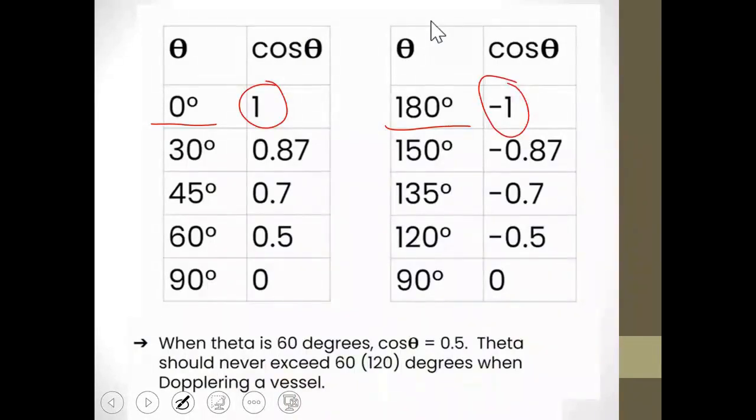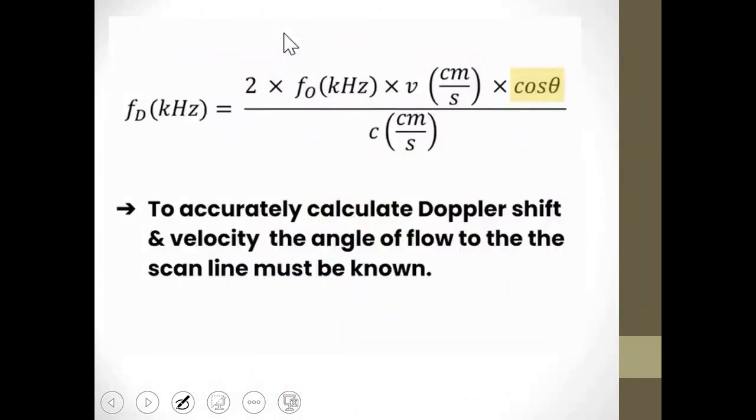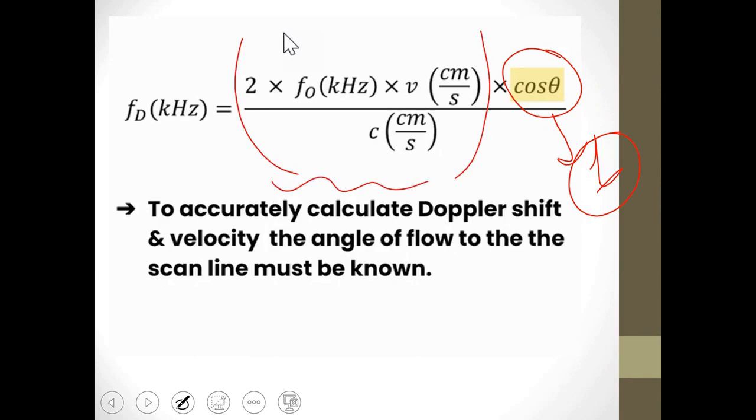So what does it mean when the value is 1 or minus 1? When we go back to our equation, here is cos. If this value is 1, it means that all this value will remain as it is. It will not affect you. And minus 1 means that all this value will also not affect you.